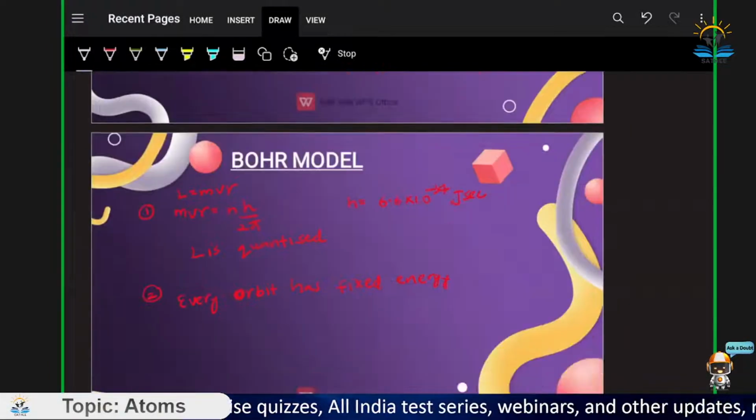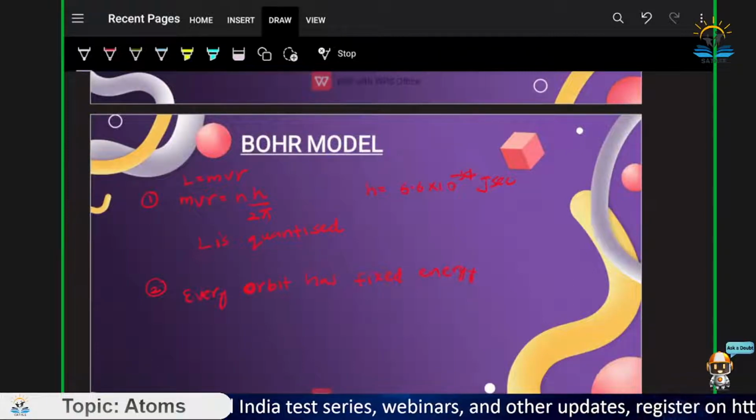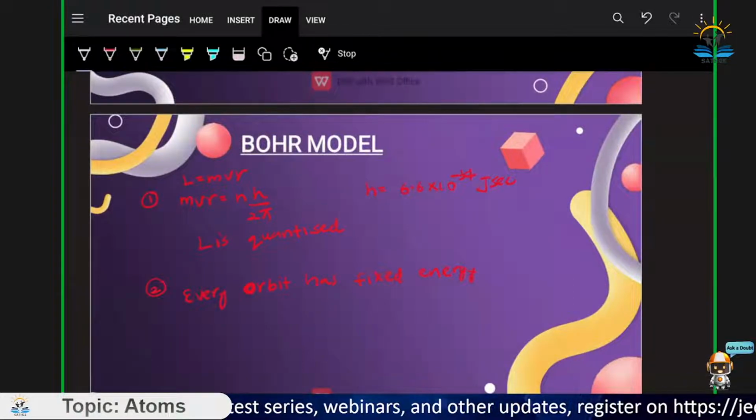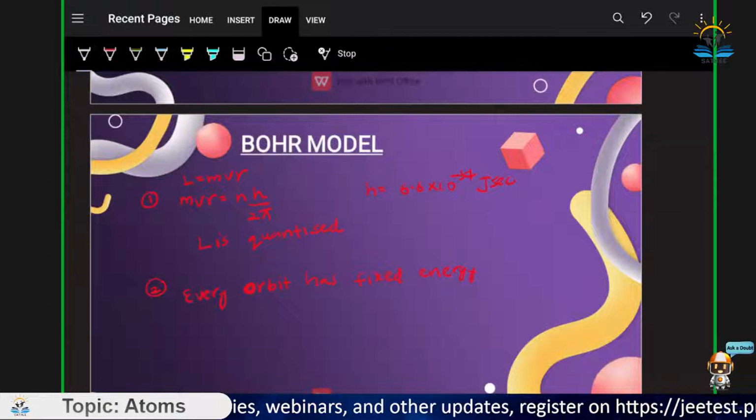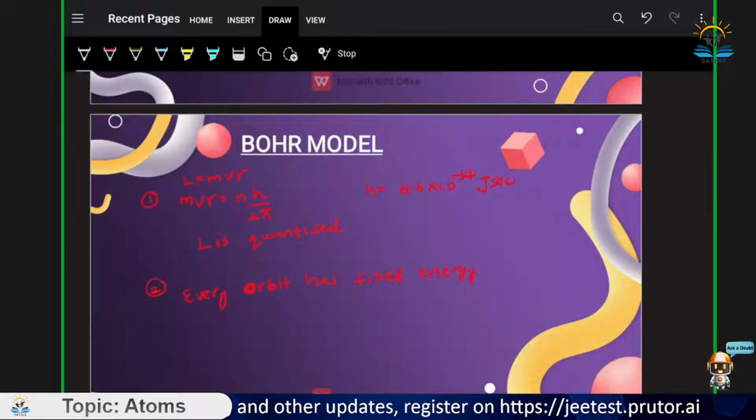Next we have the Bohr model. The Bohr model says orbits are stationary, and so on. Let's see what's important for numericals and problem solving.